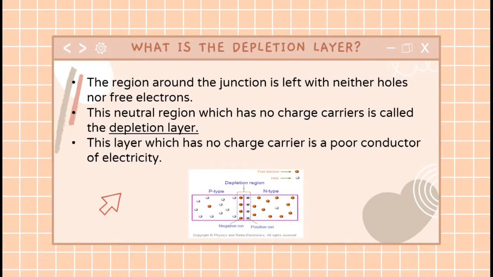So next is the depletion layer. The p region loses holes and becomes negatively charged, while the n region loses electrons and becomes positively charged. This creates the depletion region and has a barrier potential. This neutral region, which has no charge carriers, is called the depletion layer. This layer which has no charge carriers is a poor conductor of electricity. The depletion region is a region depleted of any charge carriers.